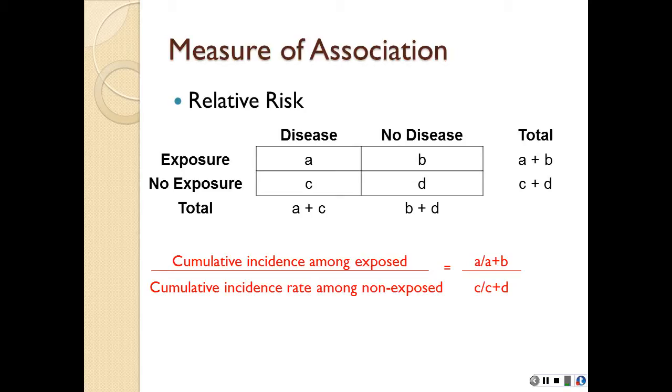Now, the relative risk represents the risk of getting the disease in the exposed population compared to the risk of getting the disease in the unexposed population. So if we wanted to use probability terms, we could say it's the probability of disease given that we know you're exposed compared to the probability of developing the disease given that we know you're not exposed.